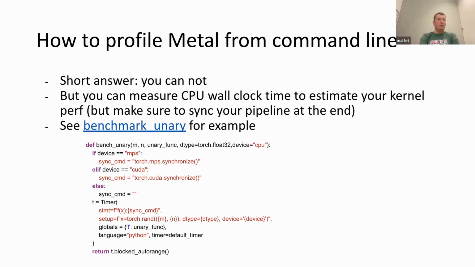For example, see the benchmark unary example, which uses the standard torch utils benchmark Timer primitives to benchmark GPU, like MPS execution time. I wrote this example so it can be used on CPUs, on CUDA, or on Metal or MPS. But it's important to put a synchronization call at the end.